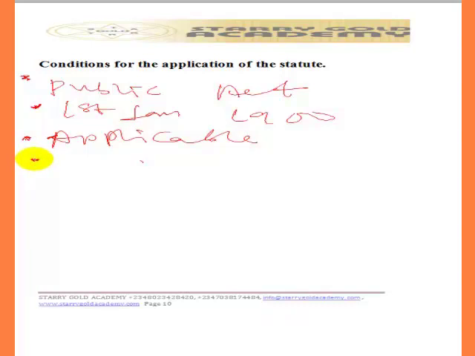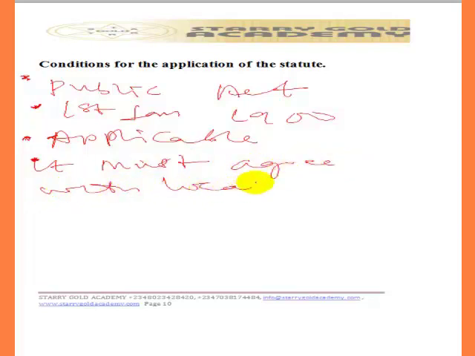And also, it must not be inconsistent with Nigerian local legislation. So that means that it must agree with local legislation. It must be in agreement with local legislation.